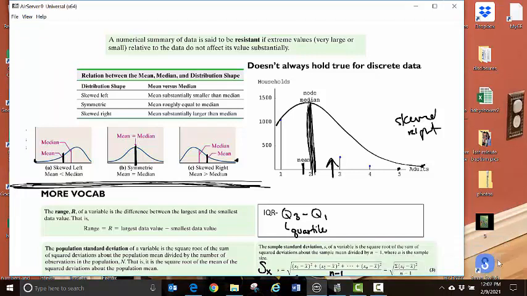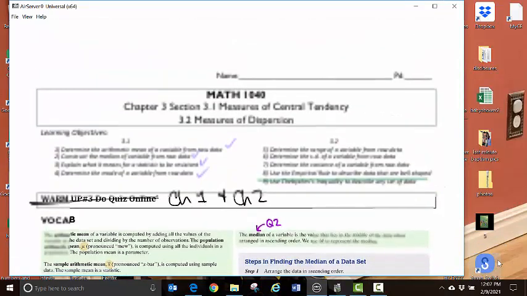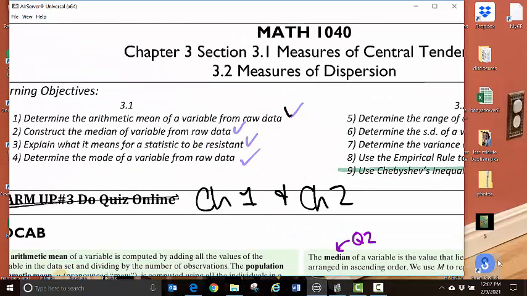Measures of center, right? So let's see. Determine the average from raw data. Find the median, the middle number. Okay. Explain what it means for a statistic to be resistant. The value doesn't change if you put in some high values or some low values. Okay, mode is the one that shows up the most.